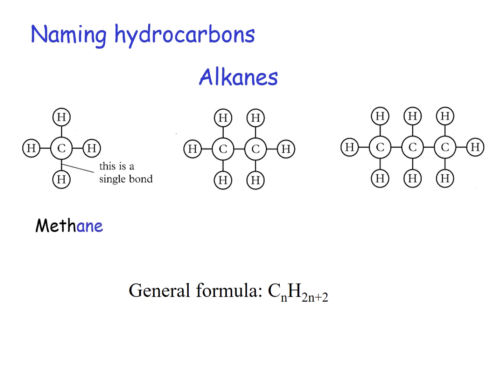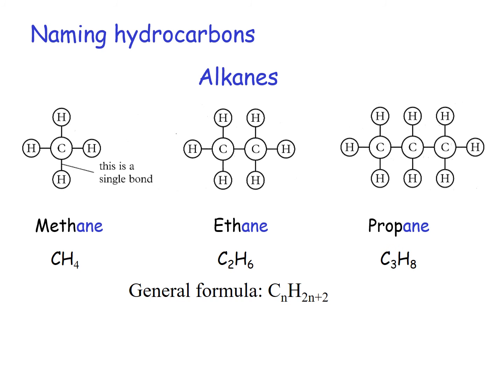Now you need to know the names and be able to draw the first 4 alkanes. So if there is 1 carbon, as I said, that is methane. All the alkanes end in ane, so methane. If there are 2 carbons, then it is called ethane. Eth means 2, ethane. And if there are 3 carbons, then it is propane, prop meaning 3.